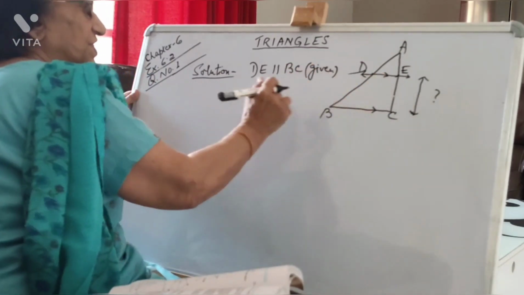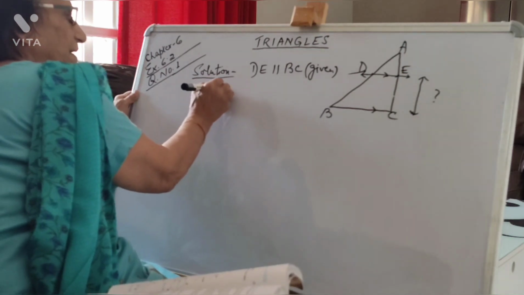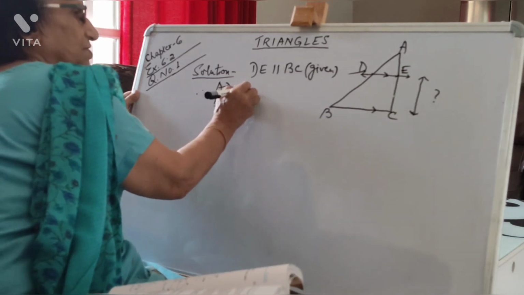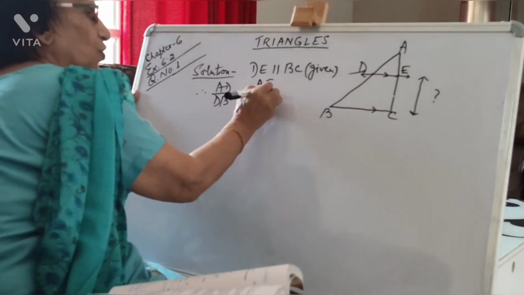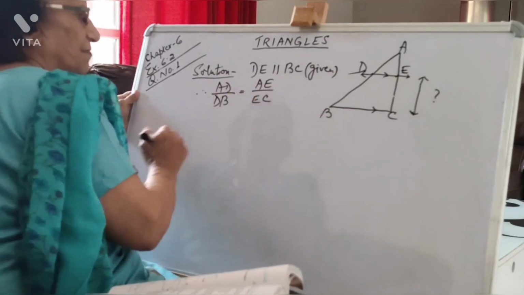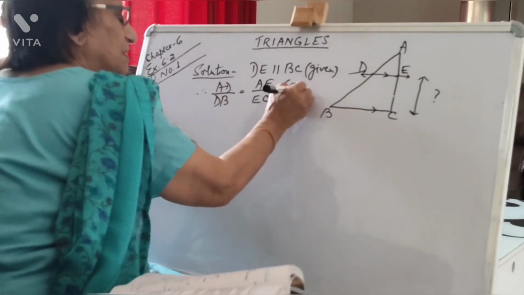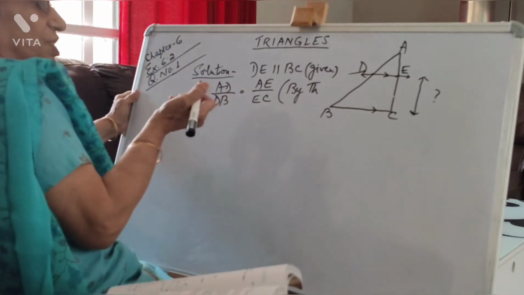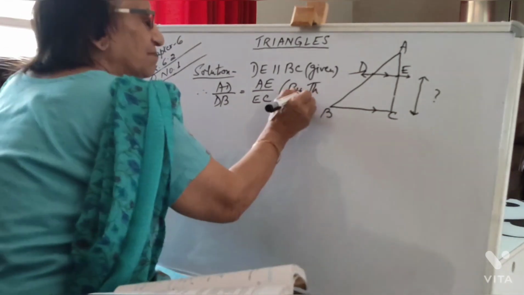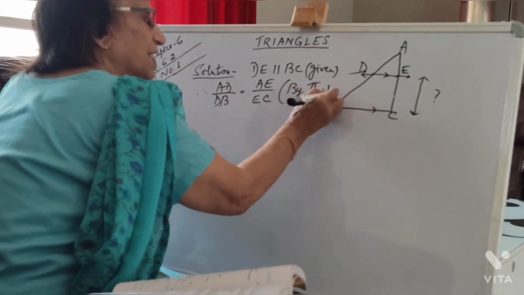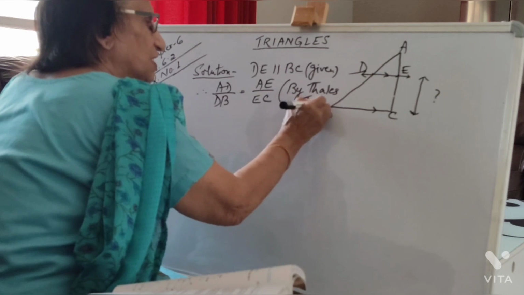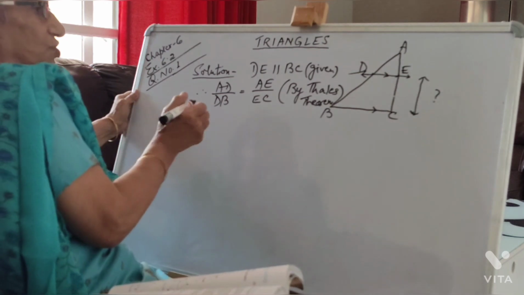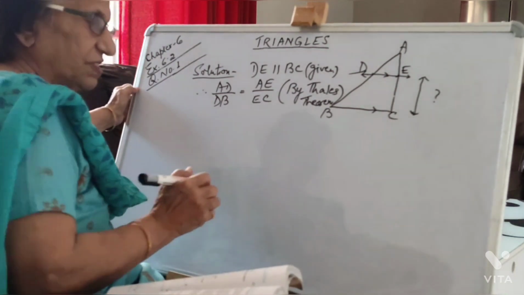DE is parallel to BC, therefore AD over DB is equal to AE over EC by Thales' theorem or BPT. BPT means by basic proportionality theorem. You can write any name, but being by Thales' theorem, you can write this yourself also. So substitute the values given.